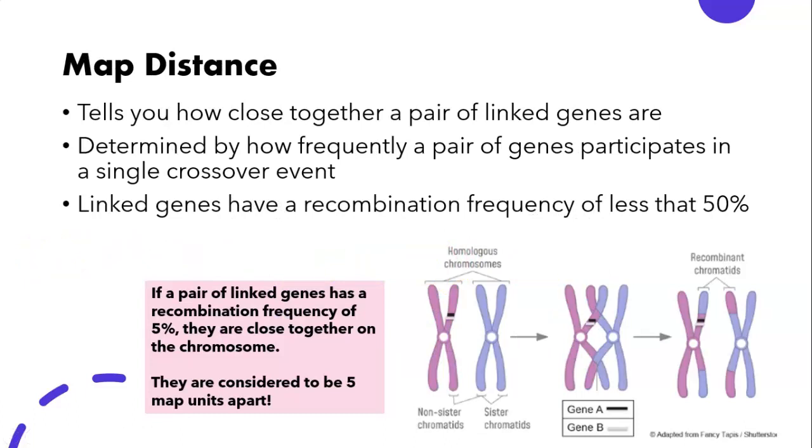Map distance tells you how close together a pair of linked genes are. They are determined by how frequently a pair of genes participates in a single crossover event. Linked genes have a recombination frequency of less than 50%. And so if a pair of linked genes has a recombination frequency of 5%, that means that the genes are really close together on the chromosome, like gene A and gene B in my picture. These genes are considered to be 5 map units apart.